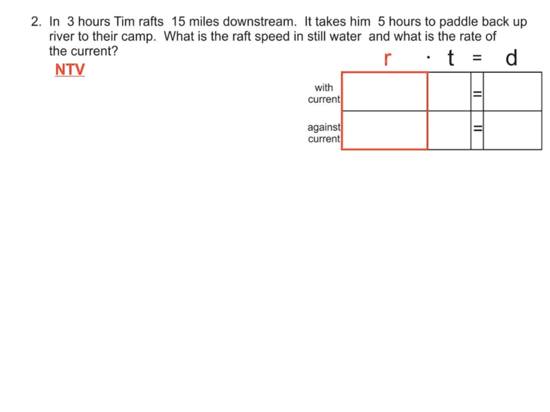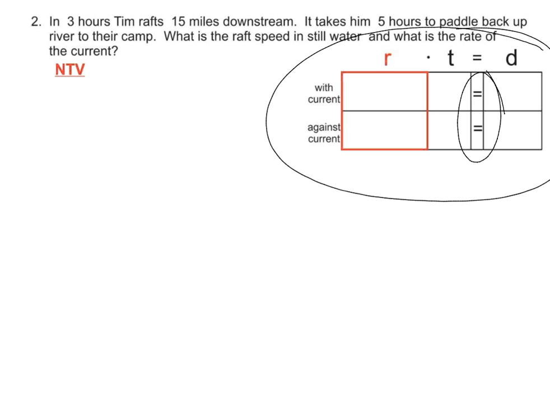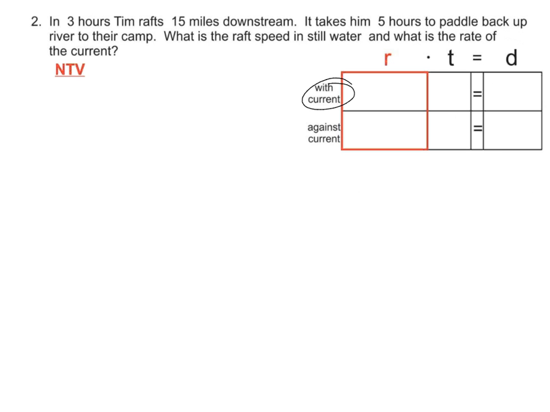Okay. You always want to start these with NTV. So you're going to write your chart. It's always this way. The formula is rate times time equals distance. You're going to put a bigger block for the rate. Again, keep the equal signs. They're going to help you. Make sure you label the rows with the current, with the wind, against the current, against the wind.